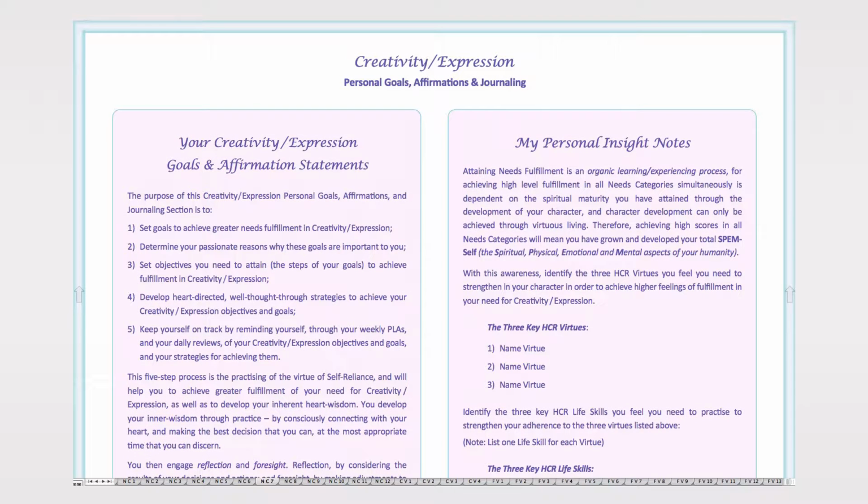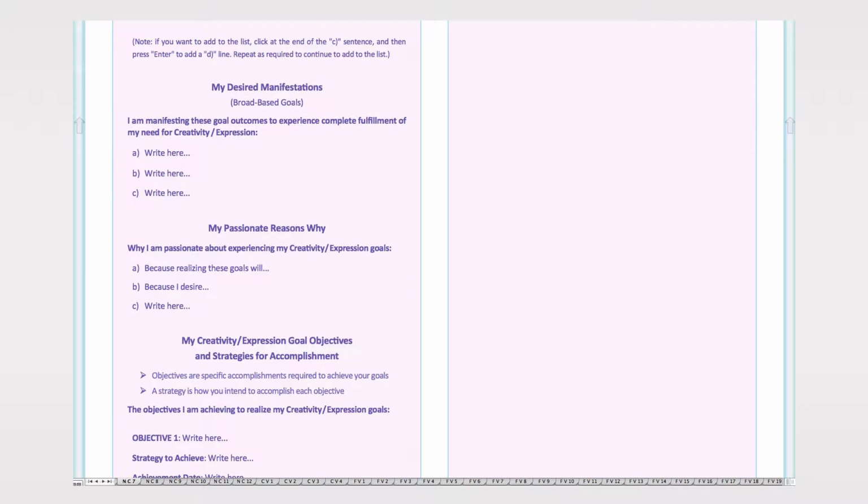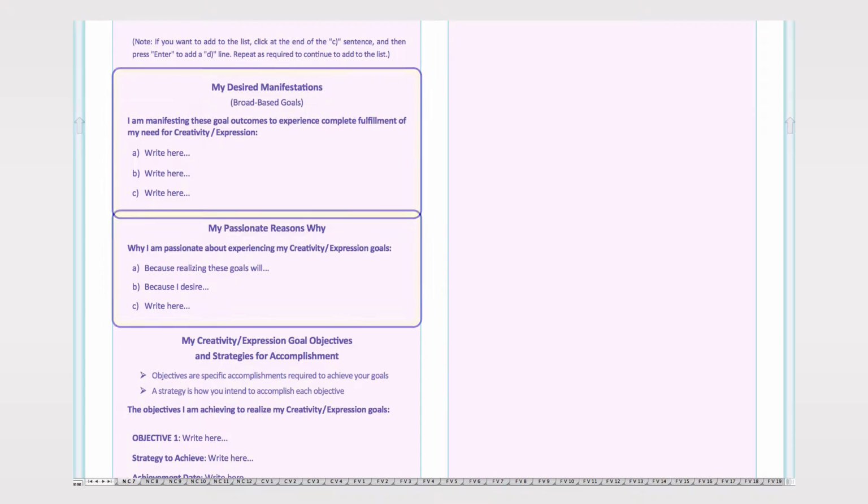Going back to the top, the second purpose of this page is to determine your passionate reasons why these goals are important to you. This is very important. One of the 2 main reasons people fail to achieve their goals is because their reasons why were not strong enough. They weren't passionate enough about them. So you want to really focus your heart and mind on why these goals are so important to you. Scrolling down again, the Passionate Reasons Why template section is underneath the Goal Setting section.